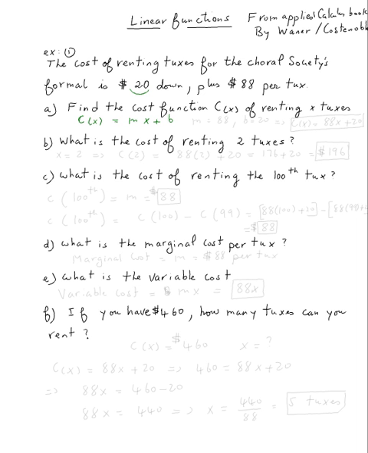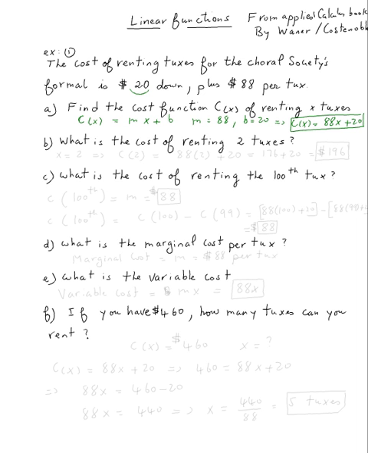So m is $88 per tux, and b is $20. So therefore y, C of x, is equal to m, we said 88, so 88x plus 20. So this is the answer.